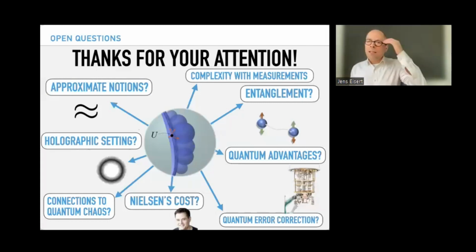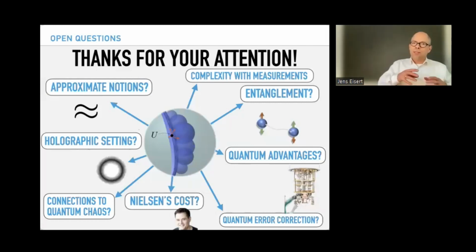If you think of this Nielsen cost, the Nielsen cost sees the circuit as being implemented by a family of control Hamiltonians, where you switch on and off the control parameters of the Hamiltonian, and then you take the L1 norm of these control parameters that you need in order to realize the unitary, and that's your cost of the circuit. And if you think about this, this can be seen as a collection of potential entangling powers of certain unitaries.